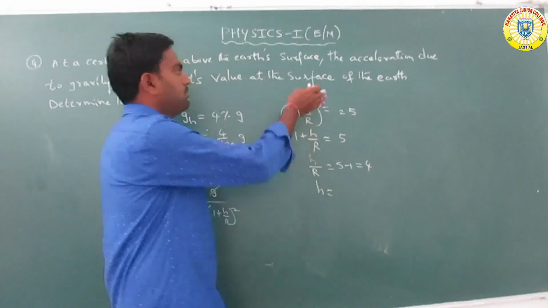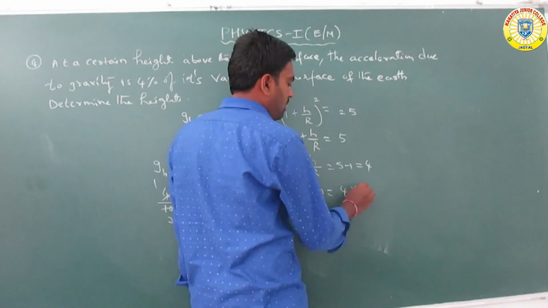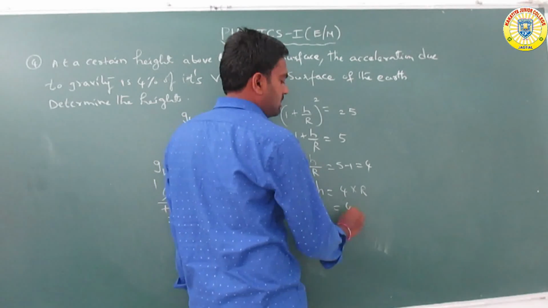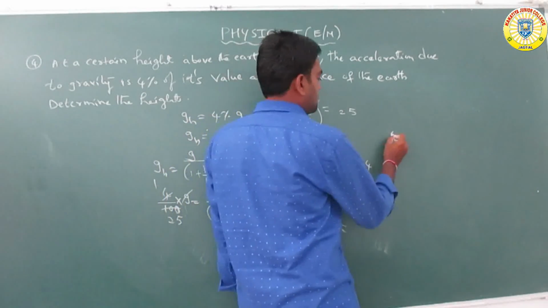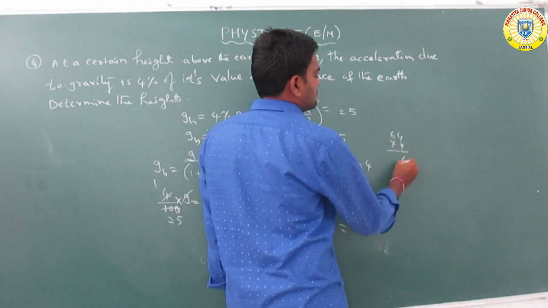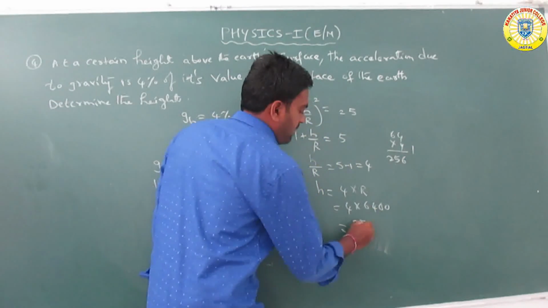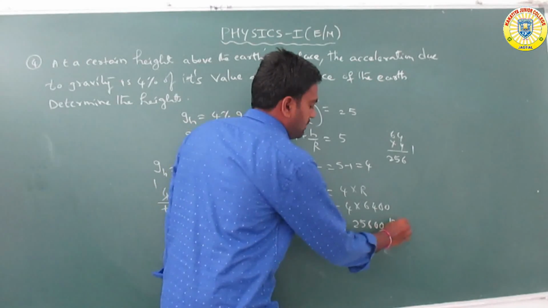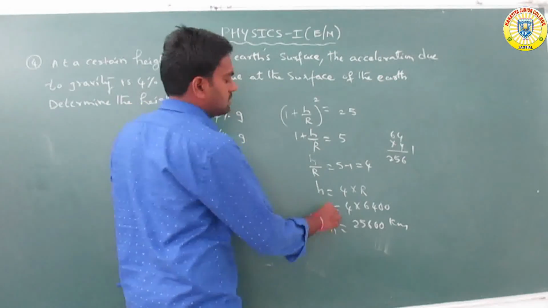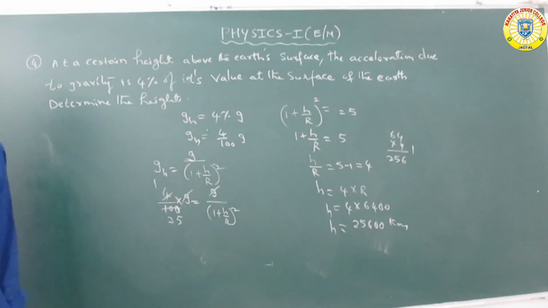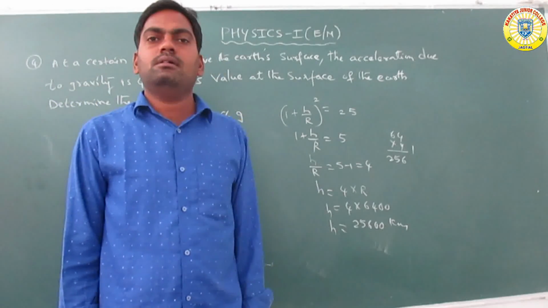To determine the height, H is equal to 4 into R, where R is the radius of the earth, 6,400 kilometers. So 64 into 4 gives 256, so the height is 25,600 kilometers. Okay, got it. So thank you, friends. We will discuss another chapter in the next class.